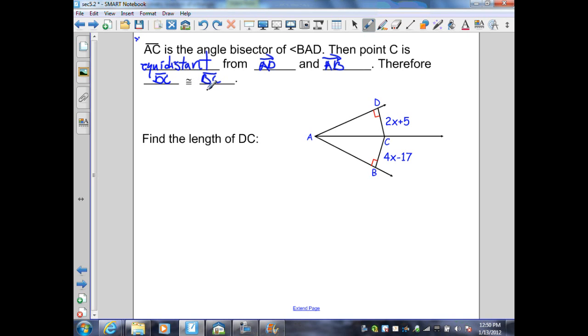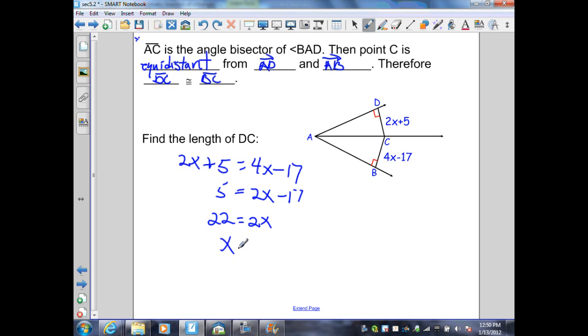Since this part is true, I can then find the length of segment DC. These two segments are congruent, therefore 2x plus 5 equals 4x minus 17. Solving the equation, subtracting 2x on both sides, I get 2x minus 17 equals 5. Add 17 to both sides, I get 22 equals 2x. Therefore, x, when I divide by 2, is equal to 11.